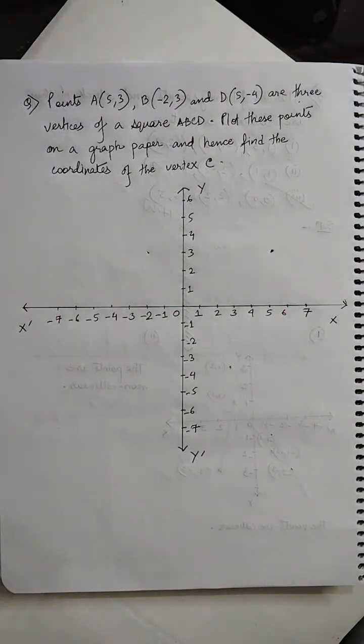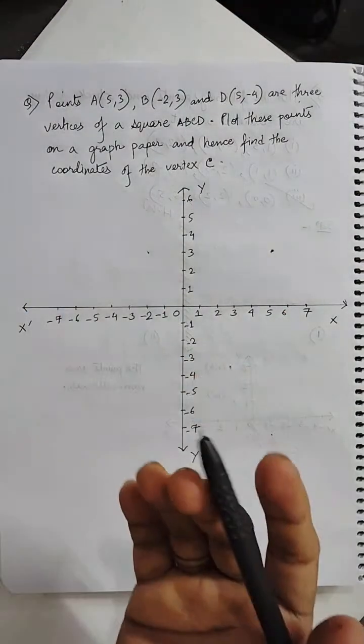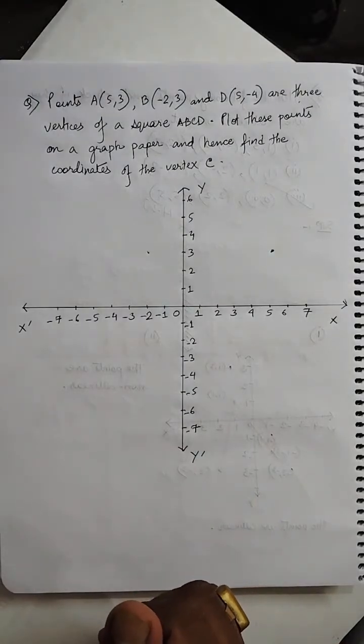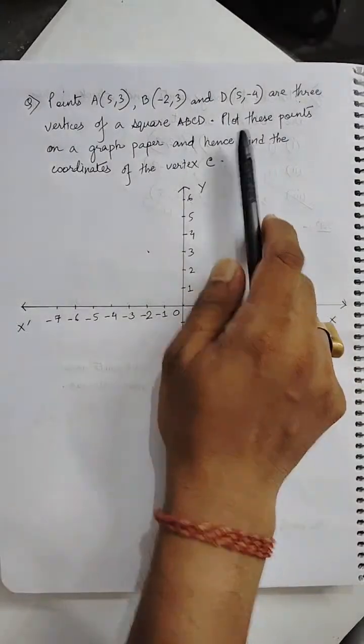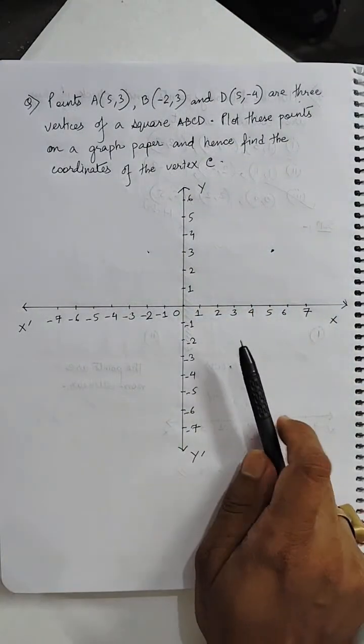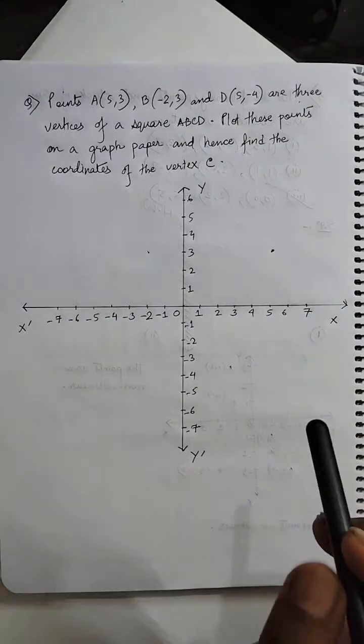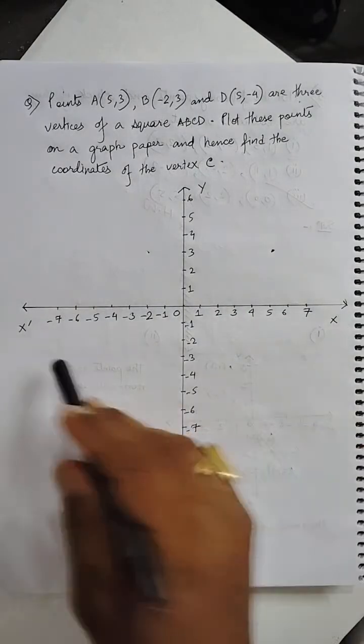Okay. Next. So we don't know what D is, what C is. Sorry. So D is 5 -4. That means x coordinate is positive, y coordinate is negative. So this point will lie on the fourth quadrant. So this part is missing.